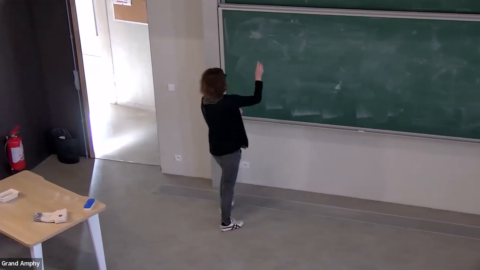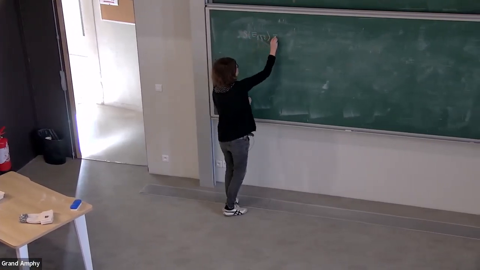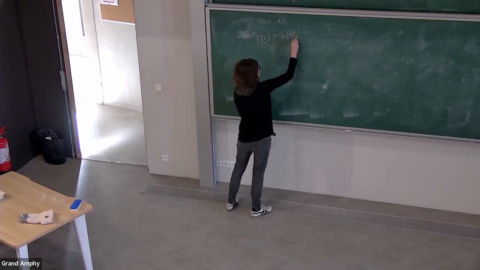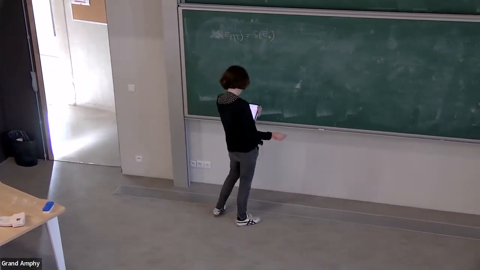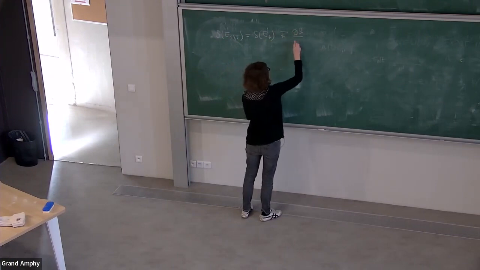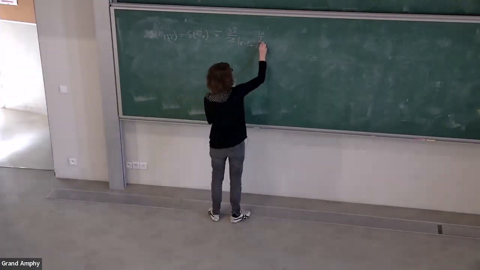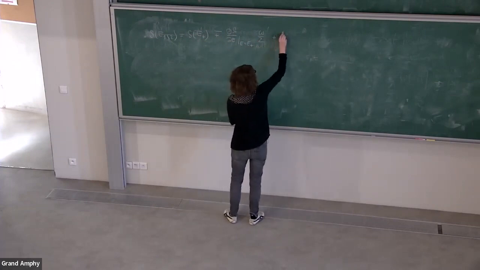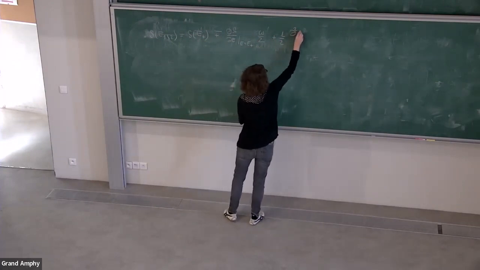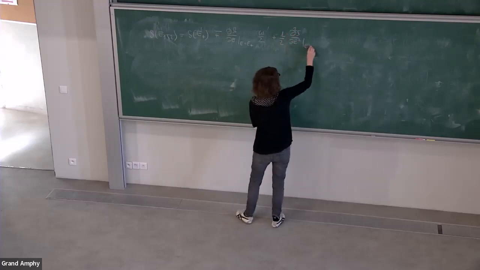And with this, you need to expand S of E1 and E2 around E plus, which is the change of variable I want to make. But then you get minus or plus dS over dE plus times omega over 2, plus 1 over 2 d squared S over dE squared, evaluated again.